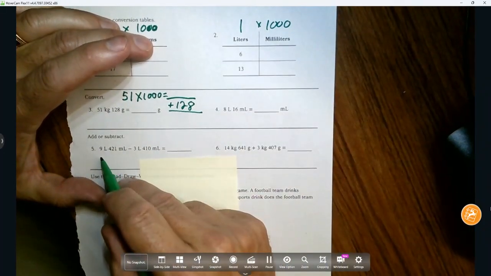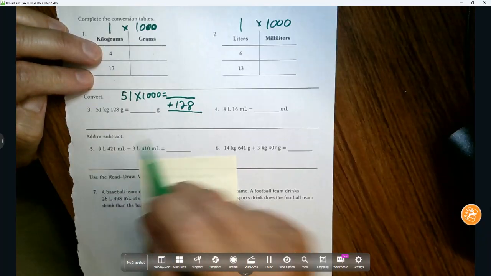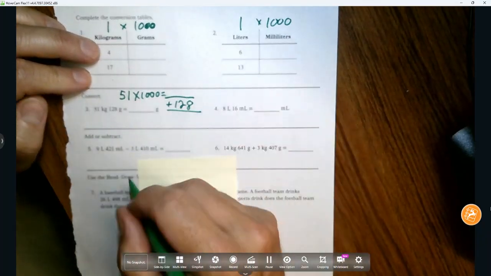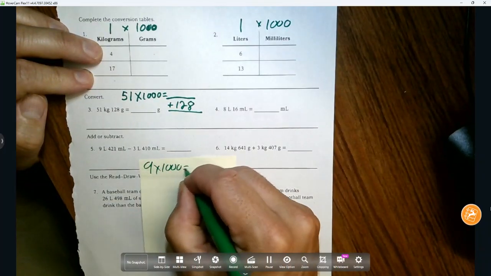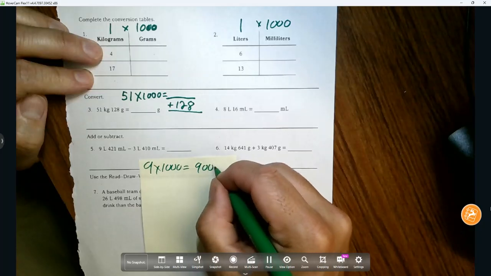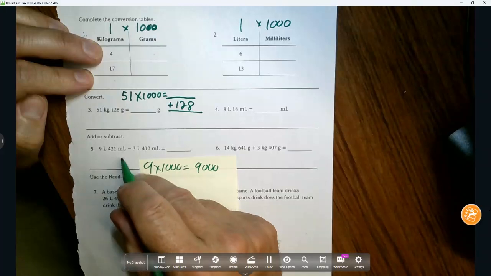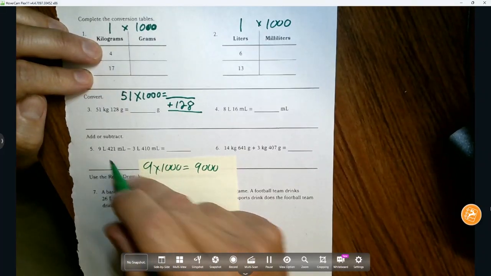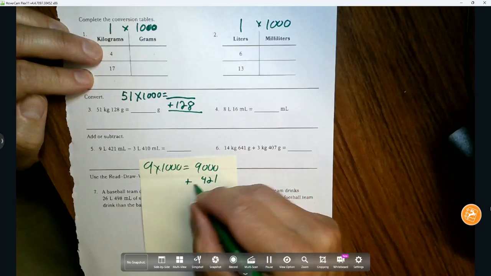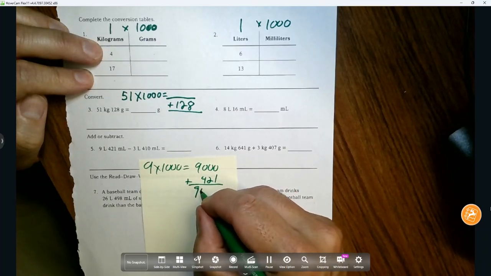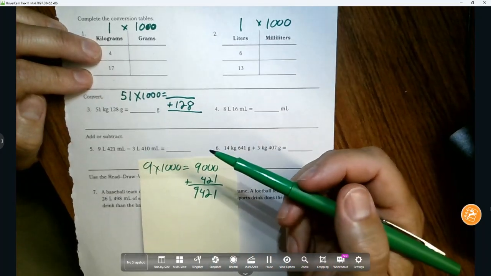So my first one, I got to go from 9 liters to milliliters. My conversion is right here again. So I'm going to take 9 times 1,000. That's going to give me 9,000 milliliters. Now I need to add the milliliters I already have, plus 4, 2, 1, which gives me 9,421 milliliters.